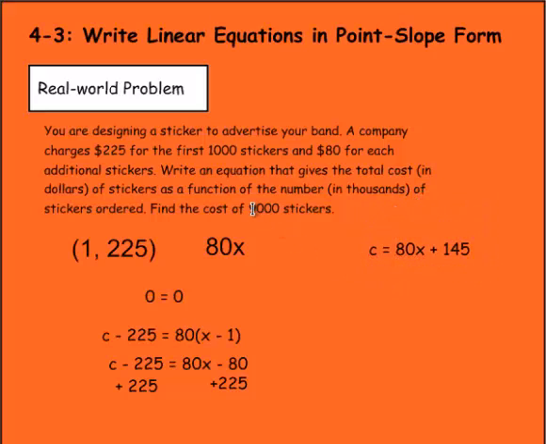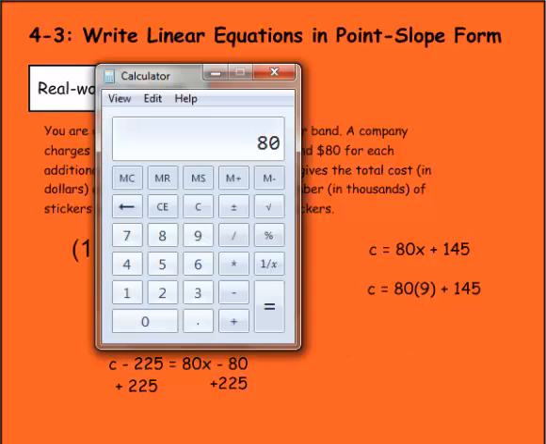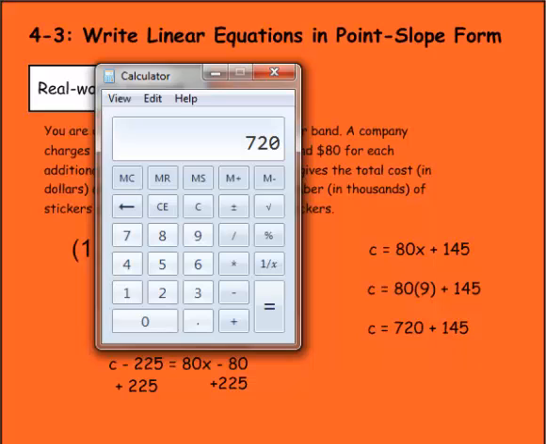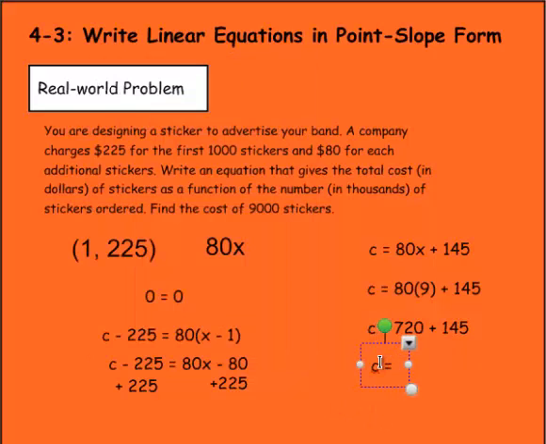And now we can find the cost of 9,000 stickers. Remember, these are measured in thousands, so we would just plug in the number 9 for x. So C equals 80 times 9 plus 145. 80 times 9 would be 720. So 720 plus 145, and that would give us 865. C equals 865. So that's how much it would cost your band if you wanted to buy 9,000 stickers to advertise.